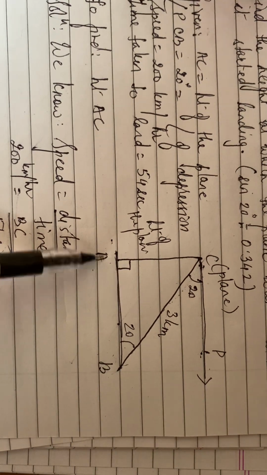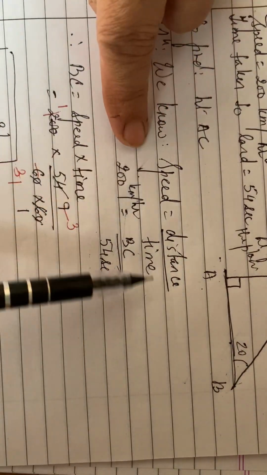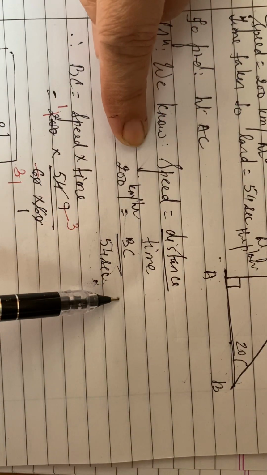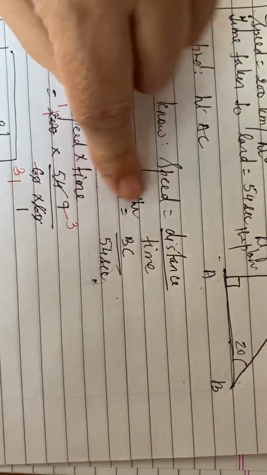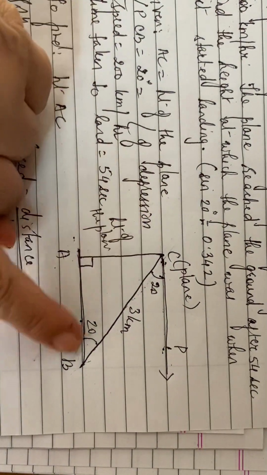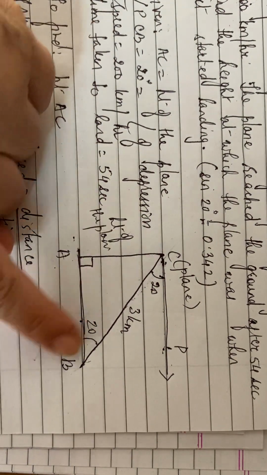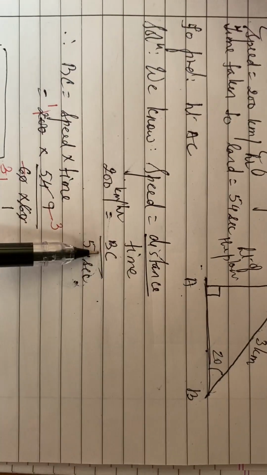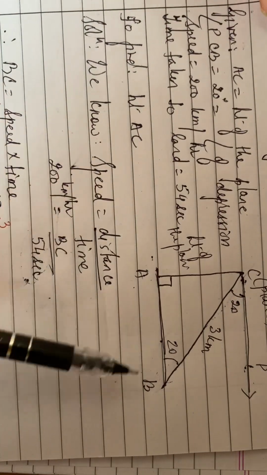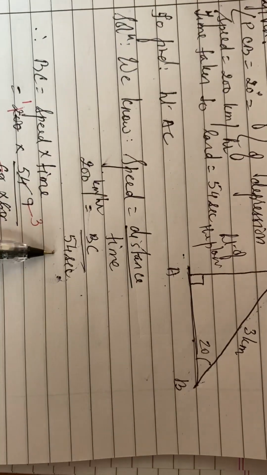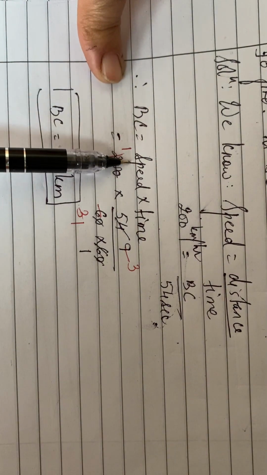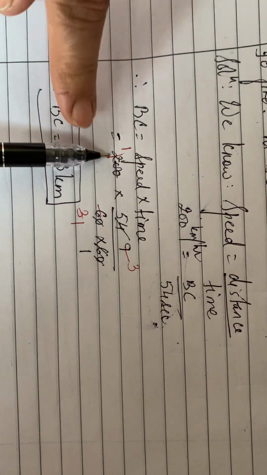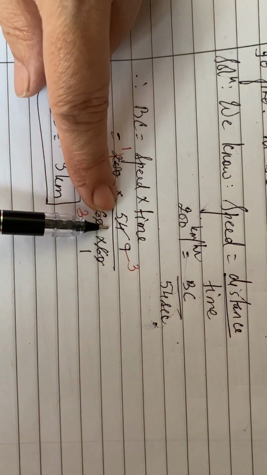We have the speed and we know that speed is equal to distance upon time. So speed is 200 kilometers per hour. What is the distance? As I showed you in the figure, this distance is the distance covered in 54 seconds when the plane was landing. So we have written it for distance BC. The time taken to cover this distance BC is 54 seconds. So your BC will be speed into time, 200 multiplied by 54 seconds.